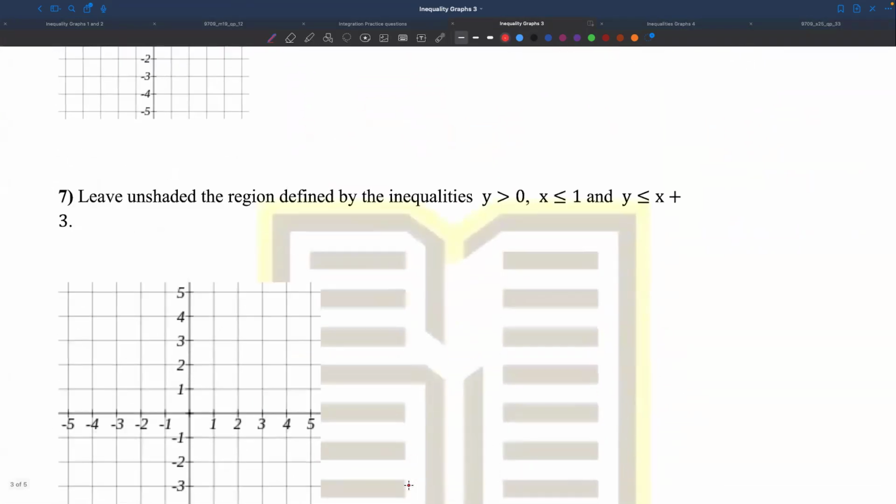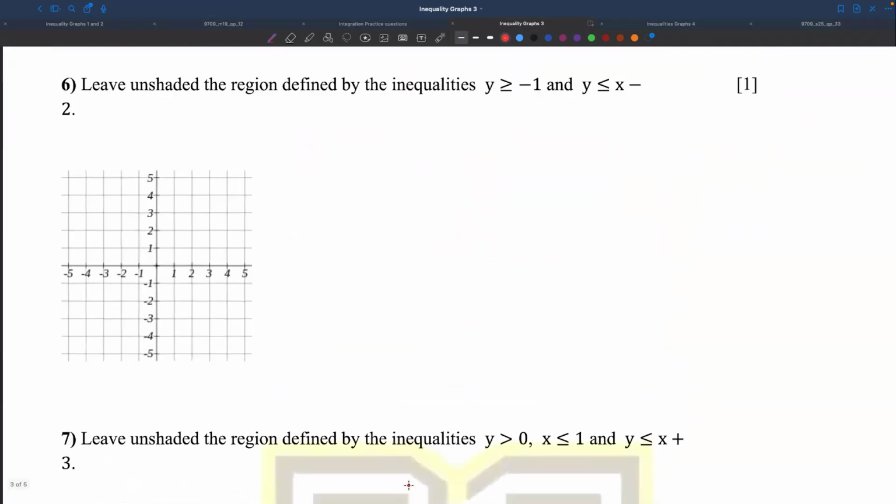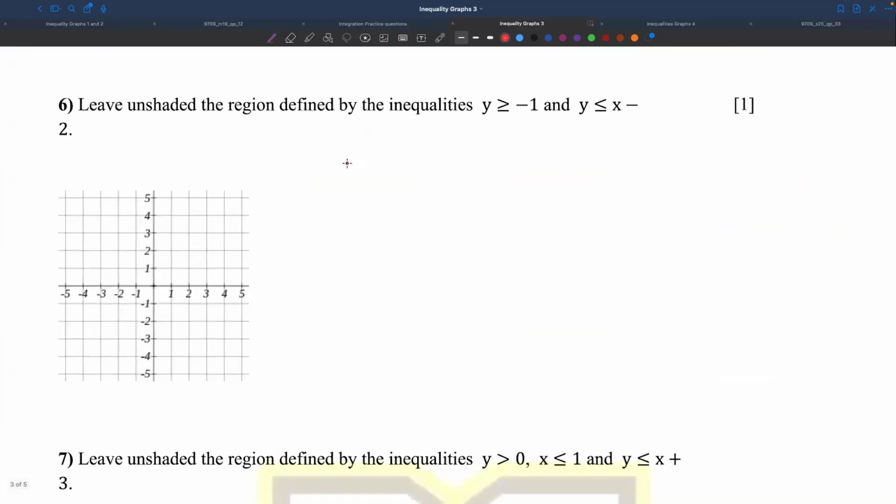Now I will do the last question over here, and that will be question number 6. Including this equality, the first thing is y is greater than or equal to 1. You will make a line at y equals minus 1.